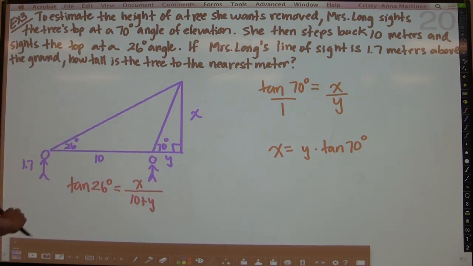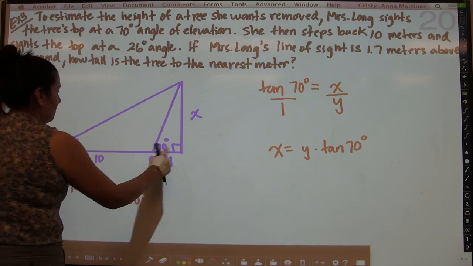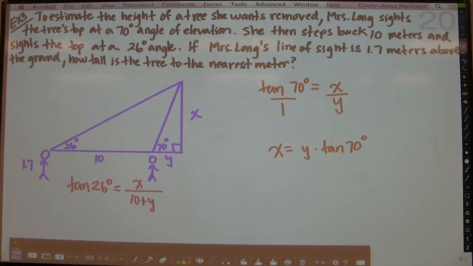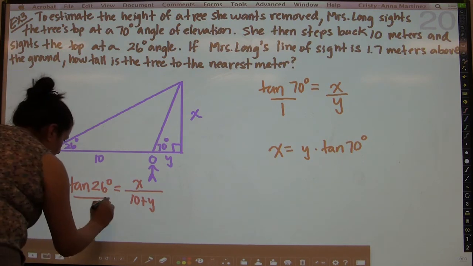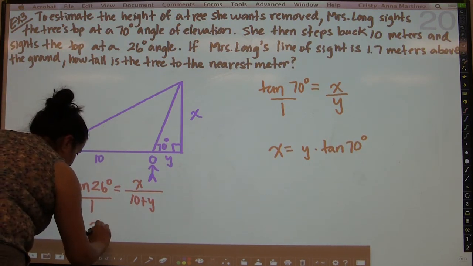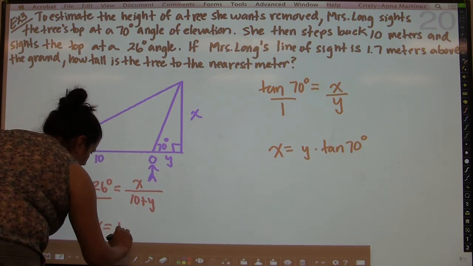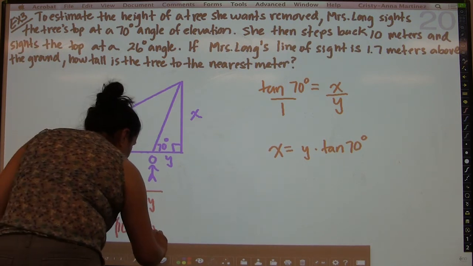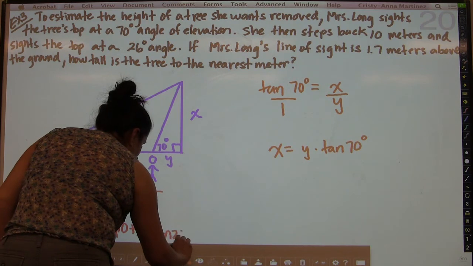Okay, because the adjacent side is all of this plus this piece, which we don't know what that is, but we're calling it y. So tangent of 26 degrees is equal to x over 10 plus y. All right, so now what we'll do again is we're going to solve for x. So we're going to get x is equal to 10 plus y, in parentheses there, times tangent of 26 degrees.